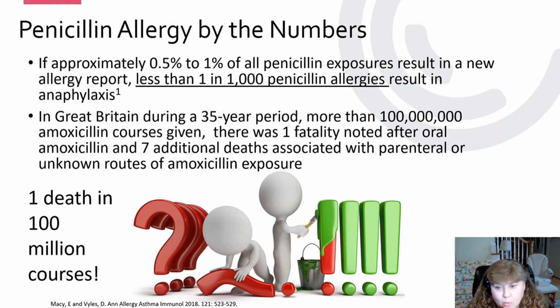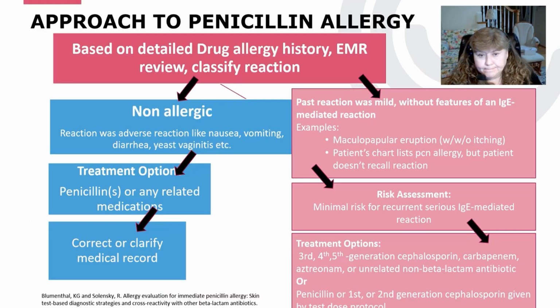They also reported in their paper that in Great Britain, during a 35-year period, more than 100 million amoxicillin courses were given, and there was 1 fatality noted after oral amoxicillin, and 7 additional deaths associated with parenteral or an unknown route of amoxicillin exposure. So that's 1 death in 100 million courses. So the odds of dying from this particular drug are very low.